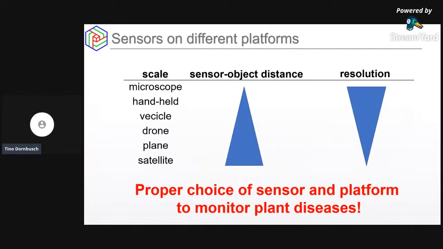So those sensors can be mounted on almost any different appliance, right? We can mount sensors on microscopes. We can have handheld devices. We can mount them to vehicles, to drones, to planes, to satellites, right? And as the sensor-to-object distance increases, the resolution goes down. But at the same time, we can also image a much larger area, right? So the proper choice of your sensor and the platform is crucial, very important to monitor plant diseases.